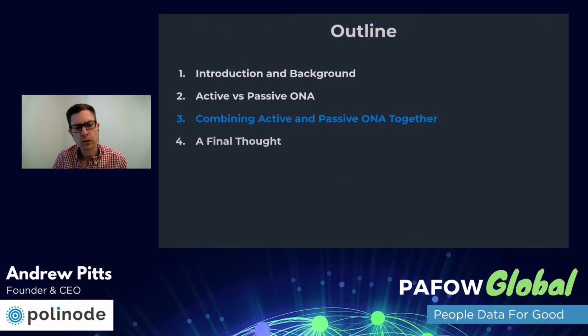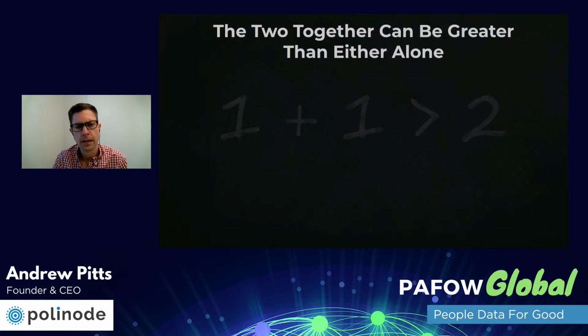So the third section, combining active and passive ONA together. And so the main point that I want to make here is that 1 + 1 can be greater than 2. So in bringing active organizational network analysis and passive organizational network analysis together, we can sometimes achieve more, right? And so I want to shift the conversation from being either active or passive to perhaps in some circumstances using both together. Why?